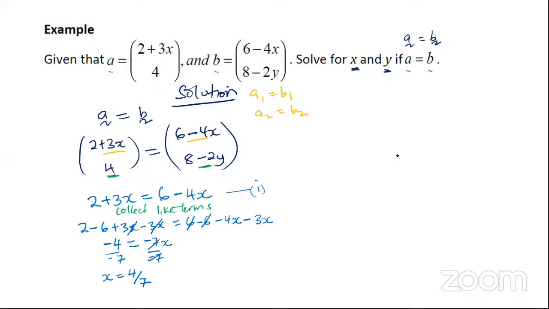Sir, I have a question. Here we have got the answer as 4 out of 7. But if it is reducible, can I reduce it? Definitely, you can reduce it. Very, very fine. Okay, sir.